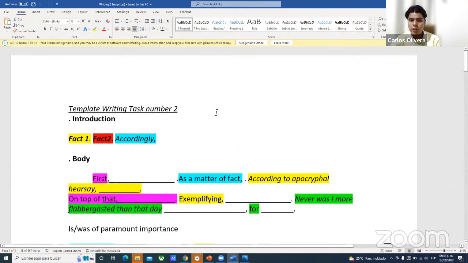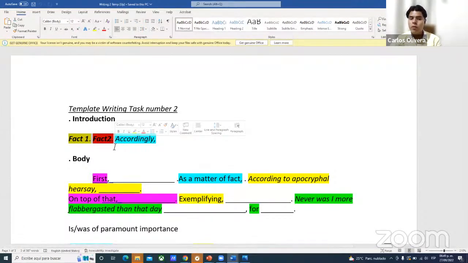So the first part in our introduction is a fact. And what is a fact? A fact is un hecho, right? It's information, it's data that we can offer. Now, why are we starting our essay with fact number one and fact number two? Well, easy. Because we are supporting our position without even stating it.